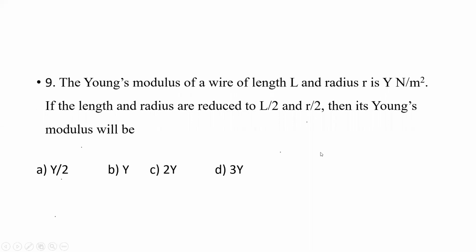The Young's modulus of wire of length L and radius R is Y Newton per meter square. If the length and the radius are reduced to L by 2 and radius is half, then its Young's modulus will be.